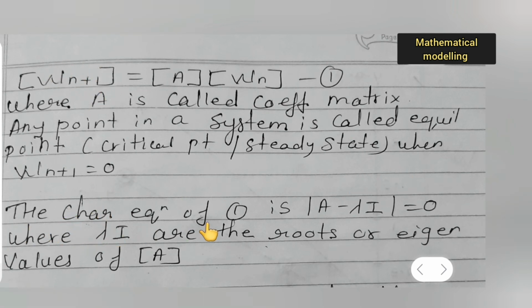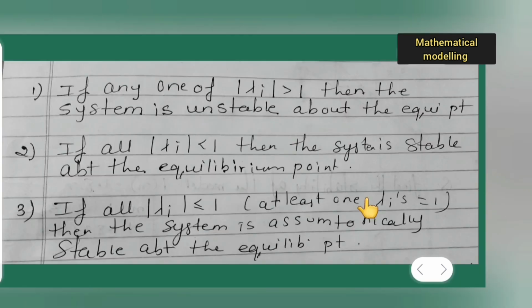When this happens, what is the characteristic equation of 1? It is the determinant of A minus lambda I equal to 0, where these lambda i are the roots or the eigenvalues of A. Now this is the stability part. If any one of lambda i is greater than 1, then the system is unstable about the equilibrium point. Second, if all lambda i are less than 1, then the system is stable about the equilibrium point. And third, if all lambda i are less than or equal to 1 and at least one lambda is equal to 1, then the system is asymptotically stable about the equilibrium point.